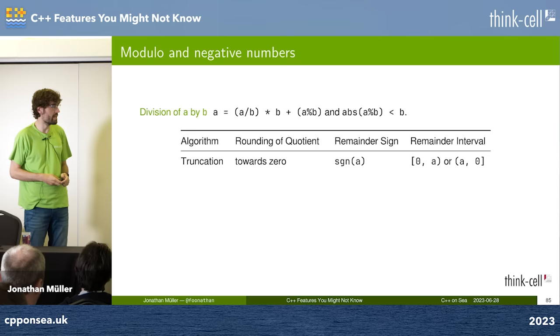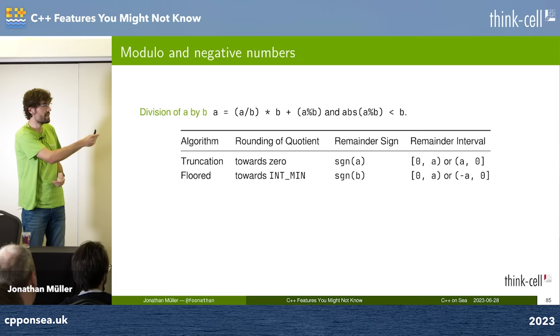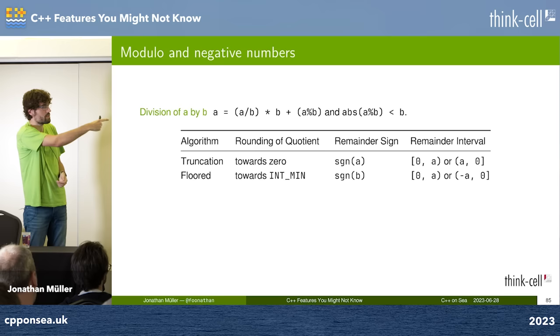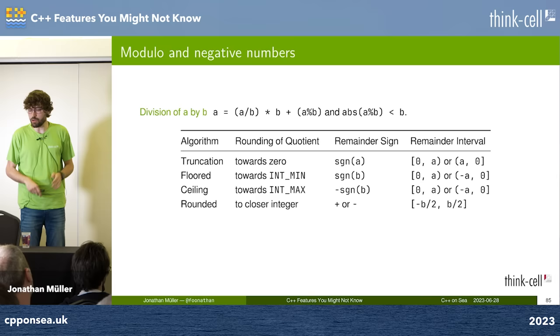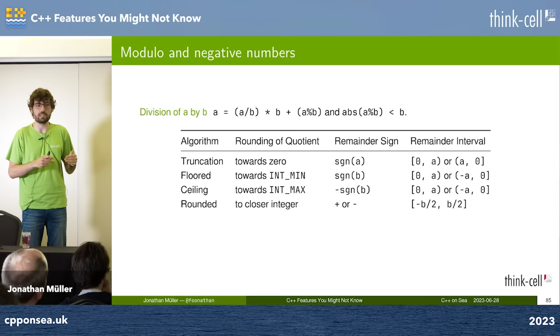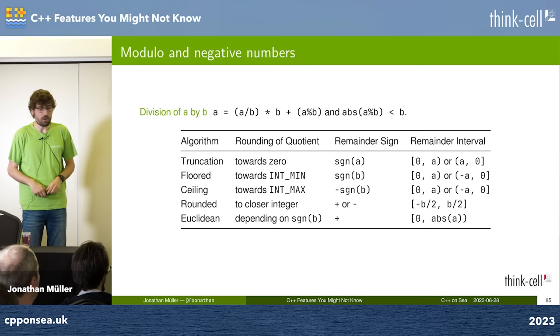You can also round down always towards minus infinity, and then the sign is the same as B, and the interval is the same interval, just depending on the sign of B this time. You can do the opposite, and now the sign is opposite of the sign of B, and the interval gets flipped. Or you can do an actual round, like round to nearest integer, and then the remainder is either positive or negative, but the difference is at most half. Or you can do Euclidean, and then you round depending on the sign, which means the remainder is always positive.